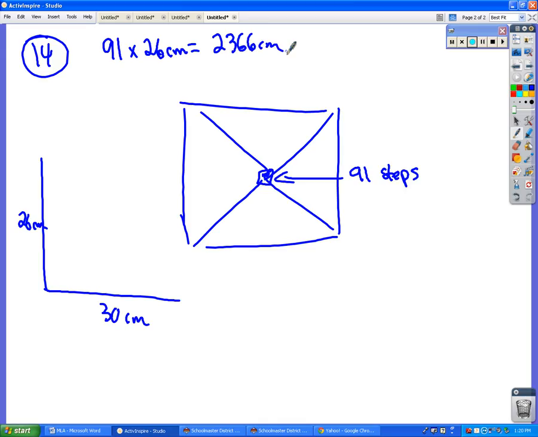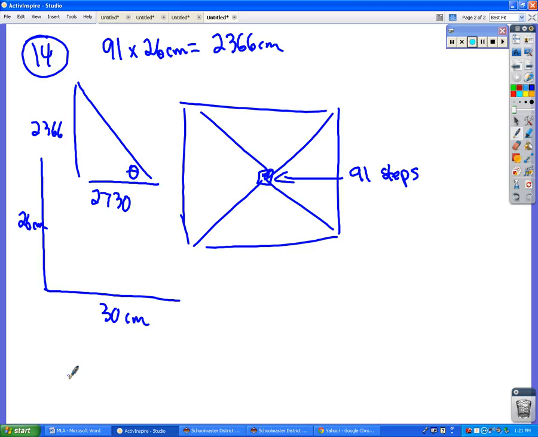But the main thing is they want you to figure out the angle that you would be hiking up. And so to do that, we need to think of it as being a right triangle like this. We just figured out the height of the right triangle is 2,366. What's the base of this right triangle going to be? 91 times 30, yep. Okay, so 91 times 3 is 273. Tack a 0 onto that, 2730.